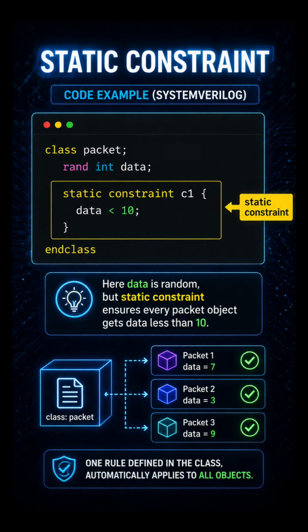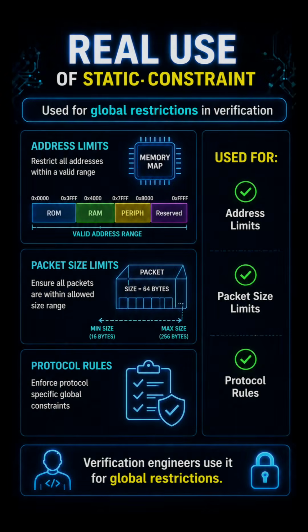So now imagine we create three objects of this packet class: packet 1, packet 2, packet 3. Even though these are different objects, all of them must follow the same rule. The value of data must always stay below 10. Verification engineers use this when they want a global restriction, like limiting address range, packet sizes, or protocol limits across all transactions. Instead of repeating the same constraint again and again, one static constraint controls everything. Cleaner testbench, less chance of mistake.